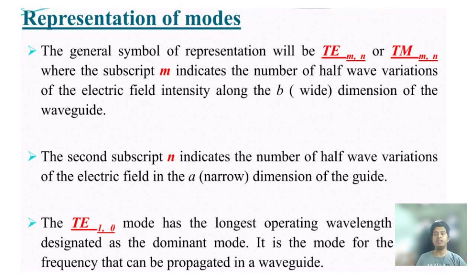Representation of modes. The general symbol for representation will be TE_MN or TM_MN, where the subscript M represents the number of half-wave variations of the electric field along the wide dimension of the waveguide. The second subscript N denotes the number of half-wave variations of the electric field in the narrow dimension of the waveguide. The TE1,0 mode has the longest operating wavelength and is designated as the dominant mode, and it is the mode for the lowest frequency that can be propagated in a waveguide.